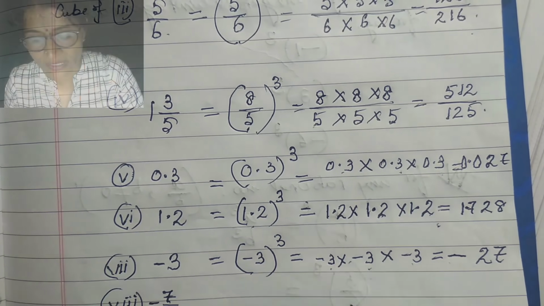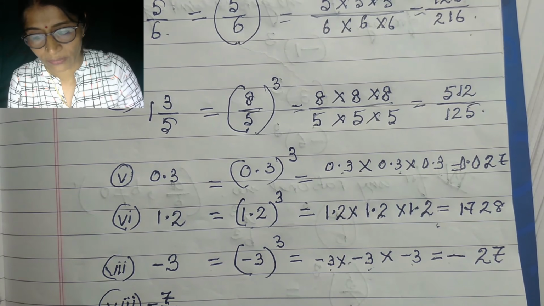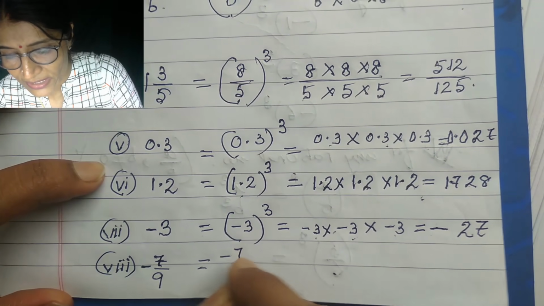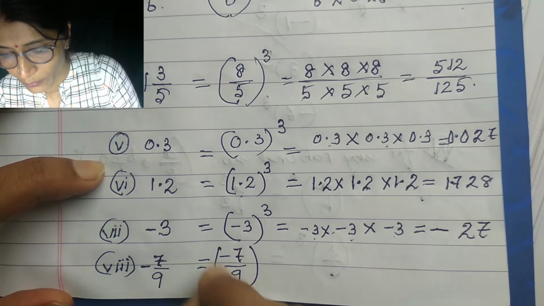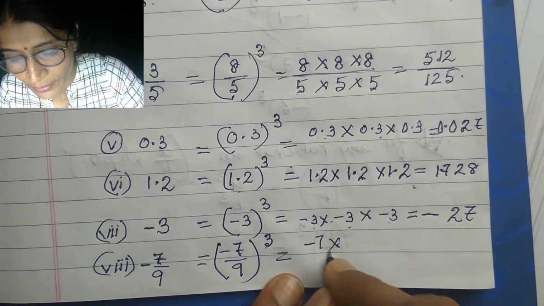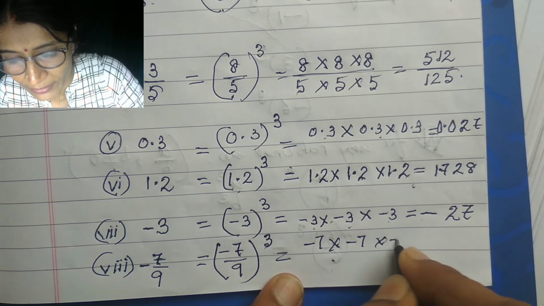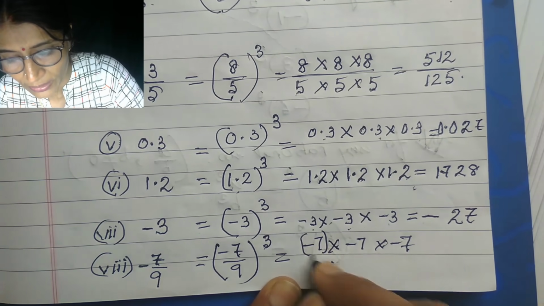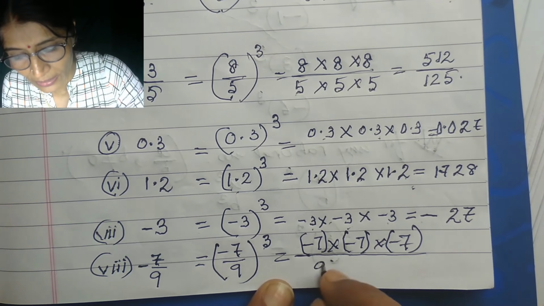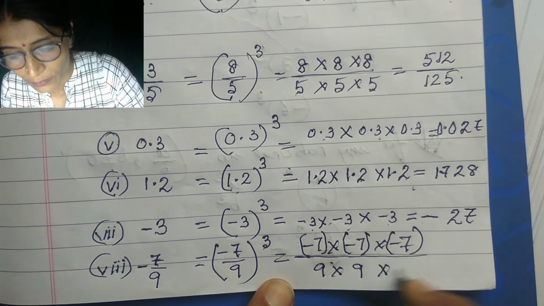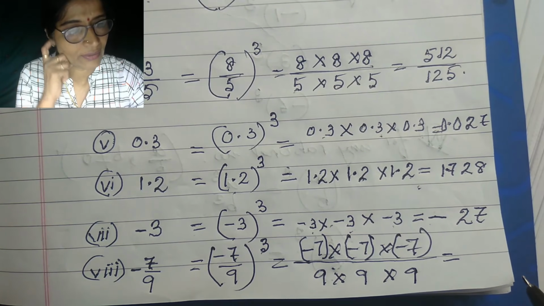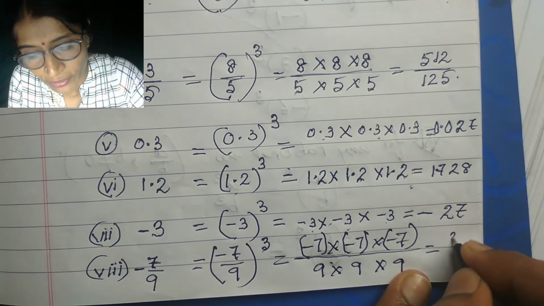Next is minus 7 divided by 9, that is equal to minus 7 divided by 9 whole cube. It will be minus 7 into minus 7 into minus 7. Since two signs are nearby, I will write it in brackets. And then in the denominator it is 9 into 9 into 9. Okay, so 7 into 7 is 49, and 49 into 7 is 343.